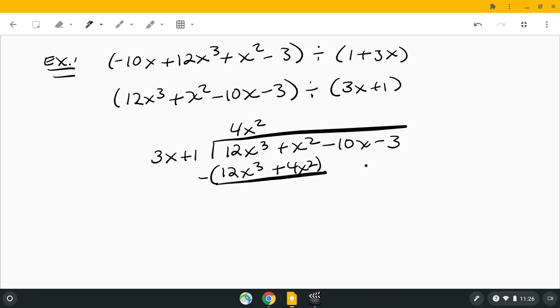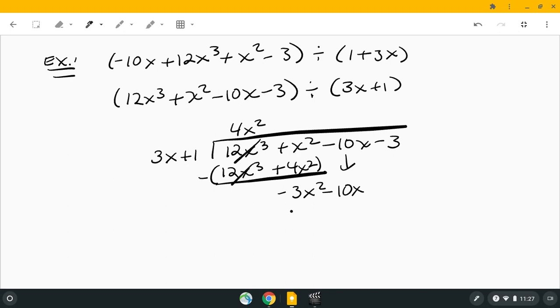If your terms don't end up lining up, it's because either, number one, you didn't rewrite them in descending order, or number two, you forgot to put a placeholder where a term is missing. Whenever you put terms here to subtract, all of the terms should match up. Like you should have x cubes here, x squares here, no x here. Okay, all right, let's go ahead and do the subtraction. x squared minus 4x squared is negative 3x squared. Bring down the minus 10x and start all over again.